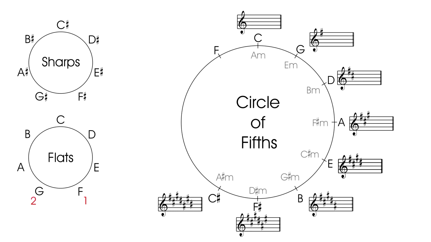Counting 4 up from F is B. Lower B to B flat. The key signature of F major has 1 flat, B flat. Next, we count up 6 from F to D. The relative minor of F major is D minor.